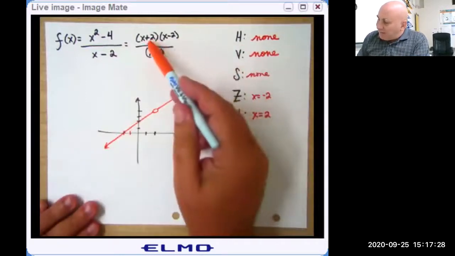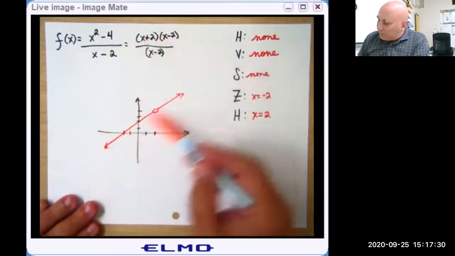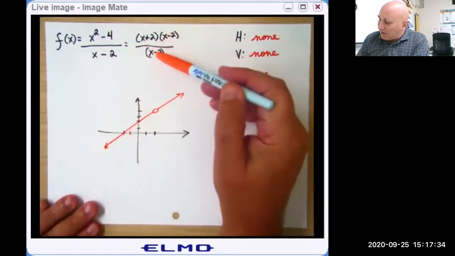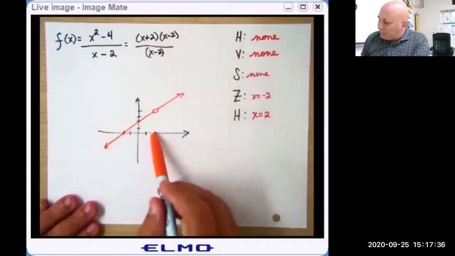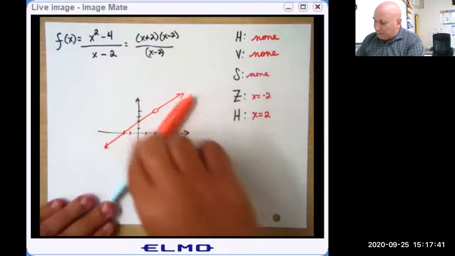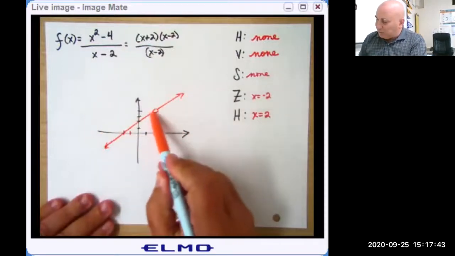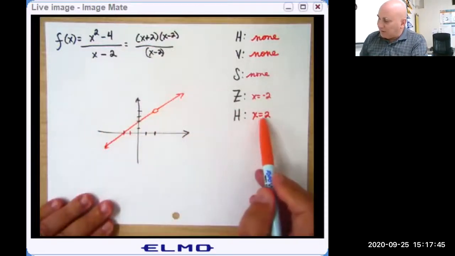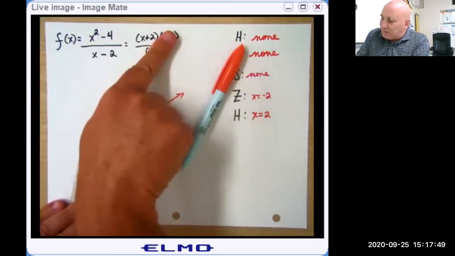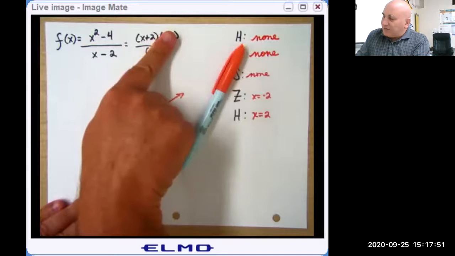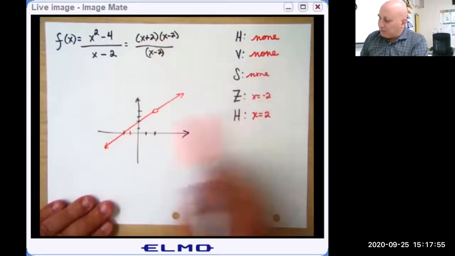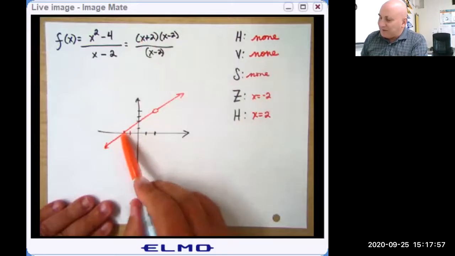So we just graph y equals x plus 2, and then we take out the hole at x equals 2. And if x equals 2, y would equal 4. So there's my hole at 2, 4. So the hole is at x equals 2. And again, if those x minus 2's cancel, the 0 happens where x equals negative 2. And sure enough, there it is on the graph.